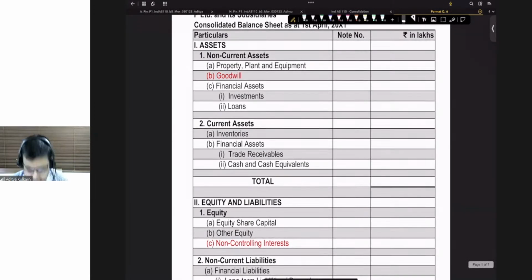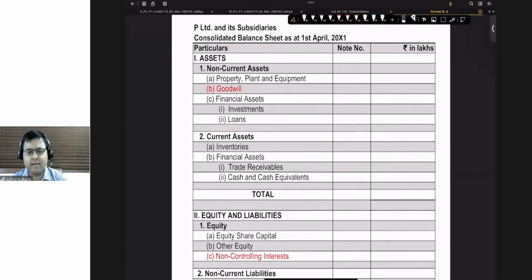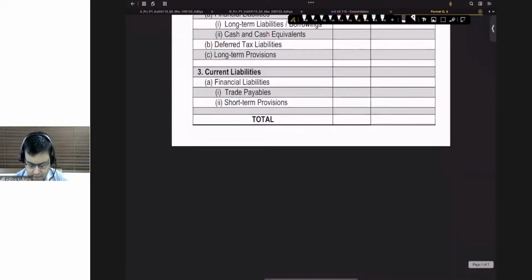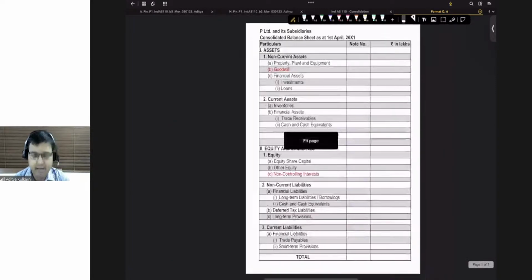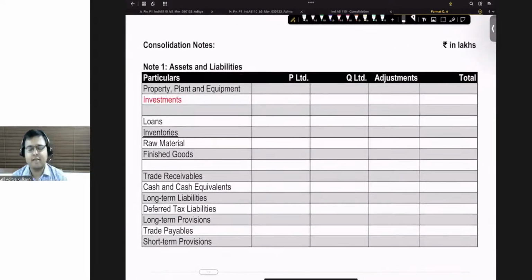All right. Then coming to equity, you will have another item known as non-controlling interest. So keep space for these two items. Rest all, whatever is there in the balance sheet, just copy that. So your formats are at least ready. So the first thing is your consolidated balance sheet format should be ready. Okay. The next thing is note number 1, that is assets and liabilities. Here we will be recording all the assets, all the liabilities without making any adjustments.